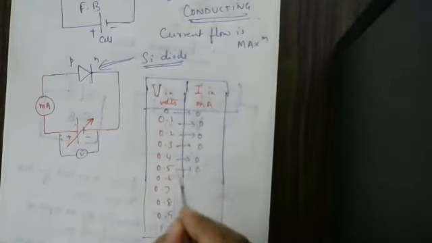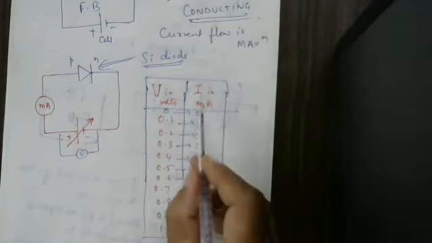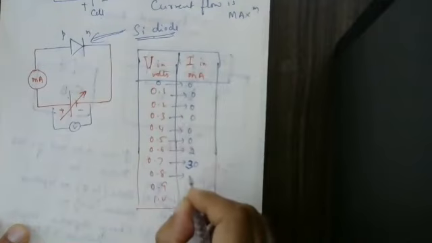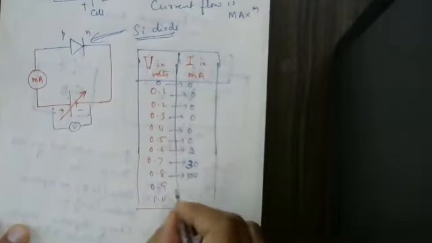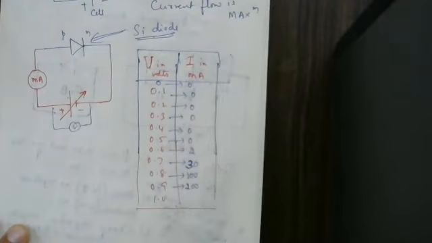At 0.5 volts, 0. At 0.6 volts you will get some amount, maybe about 2 milliamps. At 0.7 volts, you are going to get around 28, 30 milliamps. At 0.8 volts, you are going to have around 100 milliamps. At 0.9 volts, you will have maybe 150, 200.